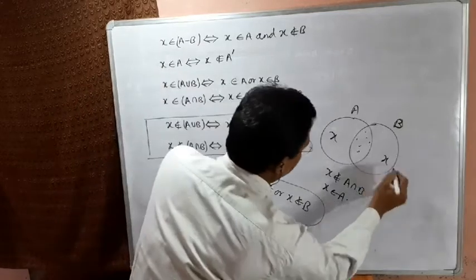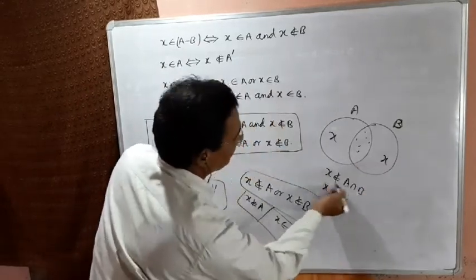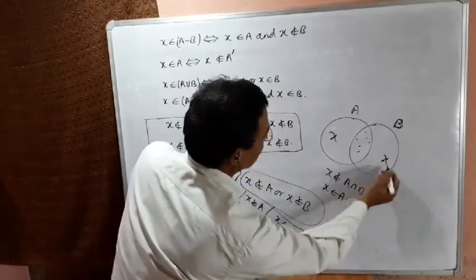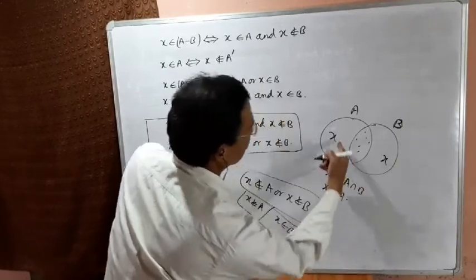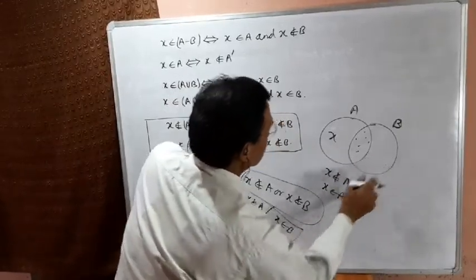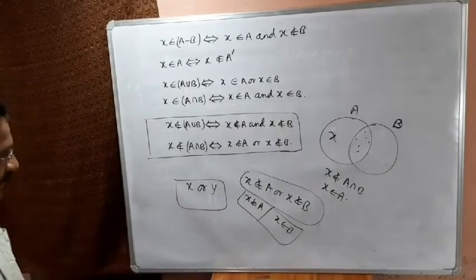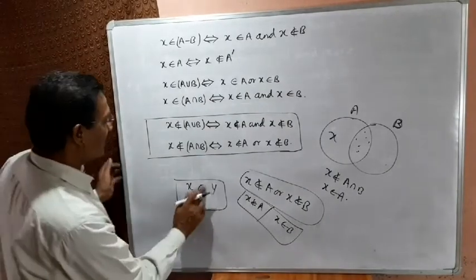If x is here, then also this phenomenon is happening. Why? Because this time x belongs to B, x does not belong to A. It means, take one more example.